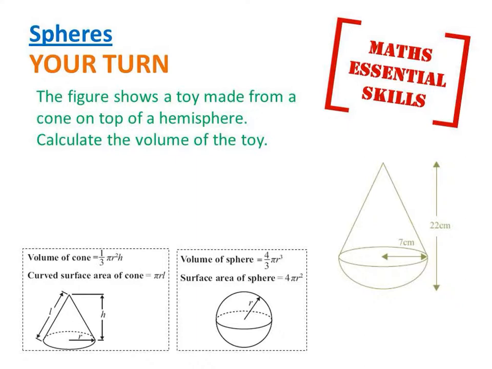Now here's a slightly more challenging question for you. I'd like you to have a go at it. You'll have to be able to use the formula for the volume of a cone, provided on the left, and for the volume of a sphere, provided on the right. Think very carefully about what the height of this cone is. That's the only clue I'll give you. And pause now before you see any part of the answer.